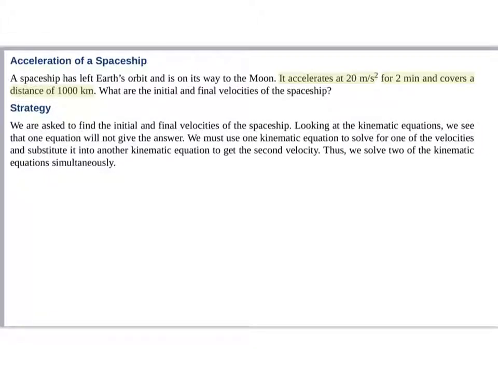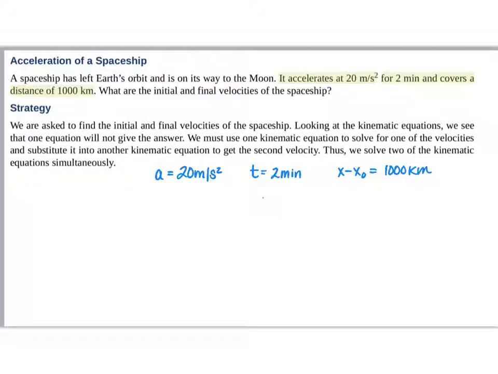All right, there was a question about this problem from the homework, so I wanted to just show you how I would go about solving it. So this question says we have a spaceship leaving Earth's orbit and it's heading to the moon. It has an acceleration of 20 meters per second squared. The time that it's accelerating is 2 minutes. And during that time, it covers a distance of 1,000 kilometers.